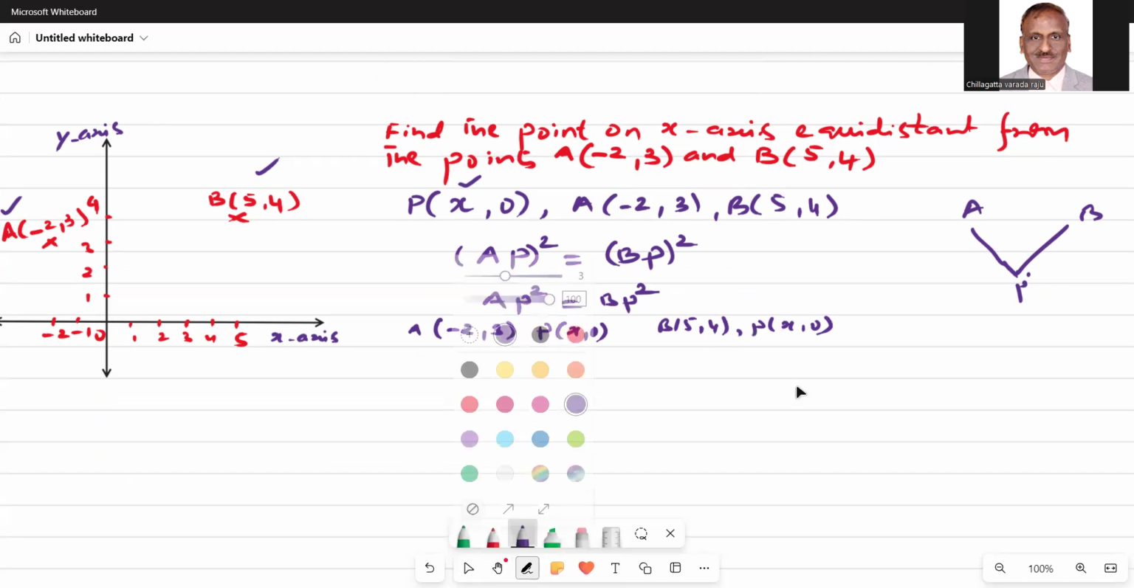Substitute the values of x1, y1 and x2, y2 in AP square and BP square.